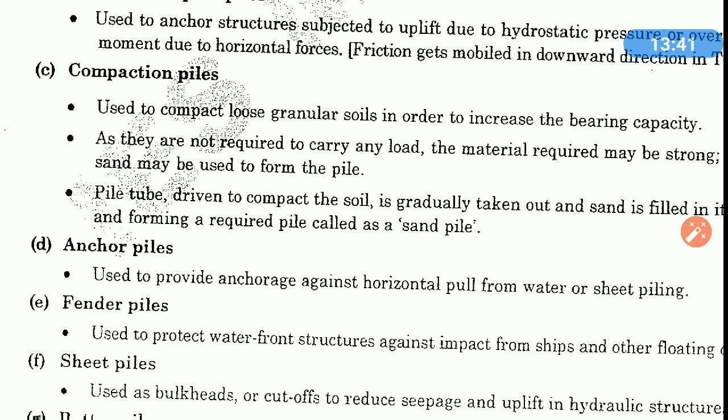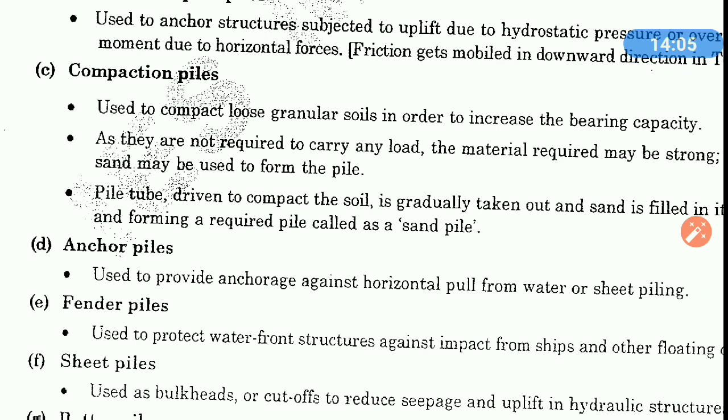In case of loose granular soil, these piles are bored through the soil, so that the loose soil gets compacted, and this compaction further enhances its bearing capacity. And the fourth one is anchor pile. Anchor pile is used to provide anchorage against horizontal pull from water or sheet piling.